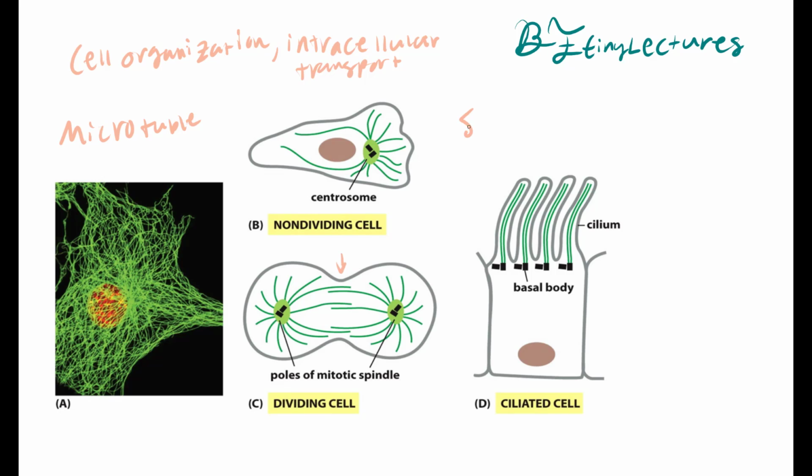So again, they make the spindle assembly. What else do they do? Well, the microtubule is responsible for the structural support of the cilia and the flagella. So it makes the cilia and flagella. And we will go into detail about all these processes within the microtubule.